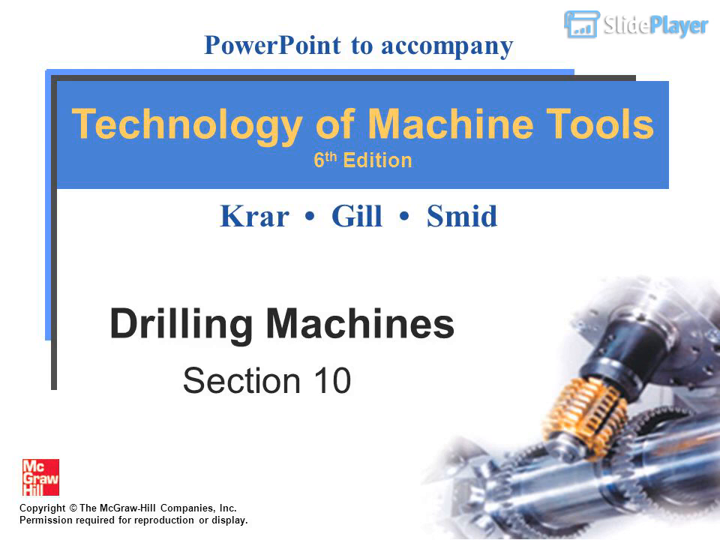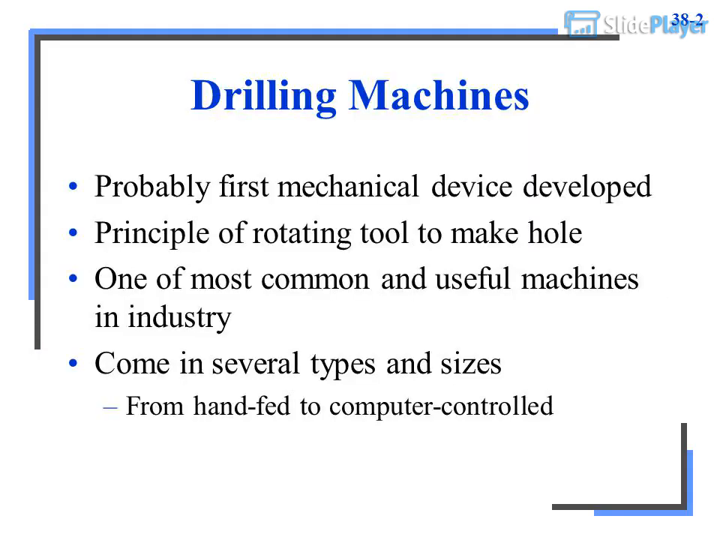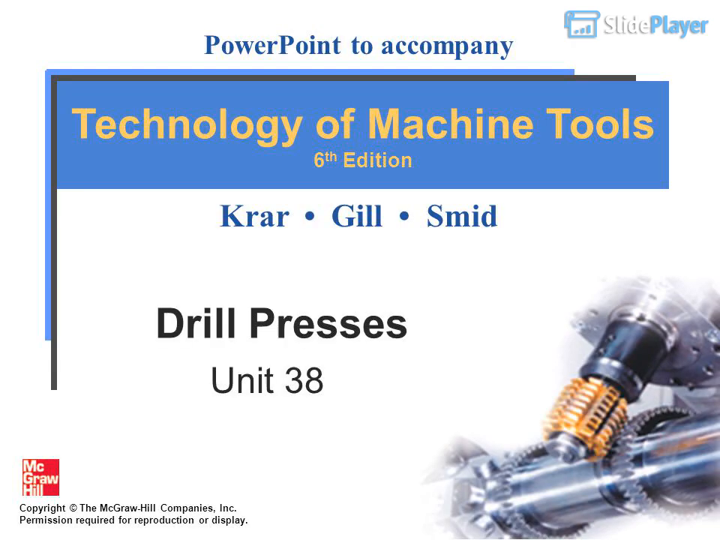Drilling machines. Section 10. Drilling machines, probably the first mechanical device developed. The principle of rotating a tool to make a hole. One of the most common and useful machines in industry. They come in several types and sizes, from hand-fed to computer-controlled. Drill presses.